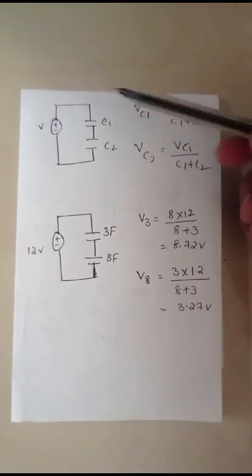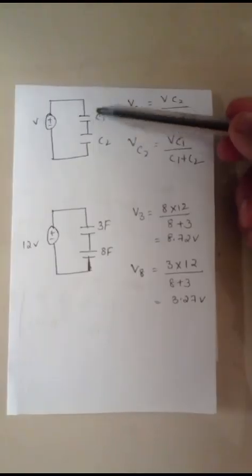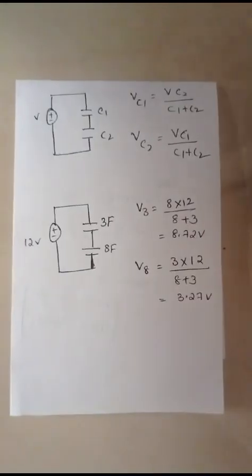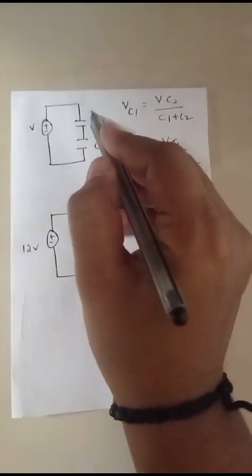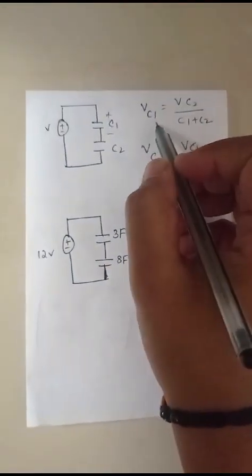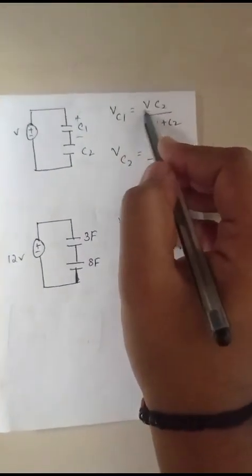Voltage divider rule if capacitors are connected. There are two capacitors, C1 and C2, and the total voltage is V. If you want to find the voltage across C1, what do we need to do? The voltage across C1, VC1, is equal to the total voltage V.